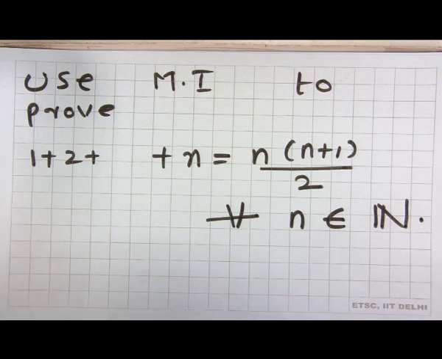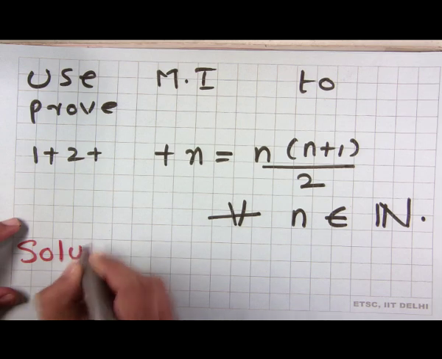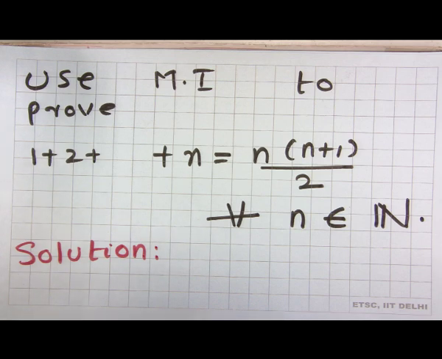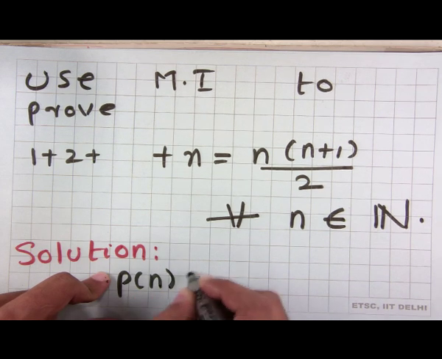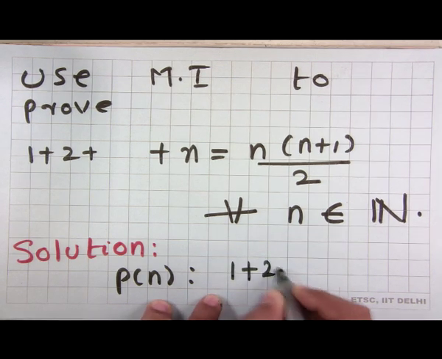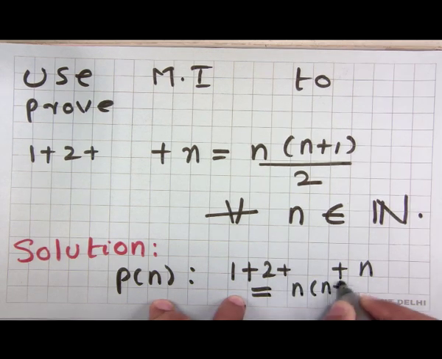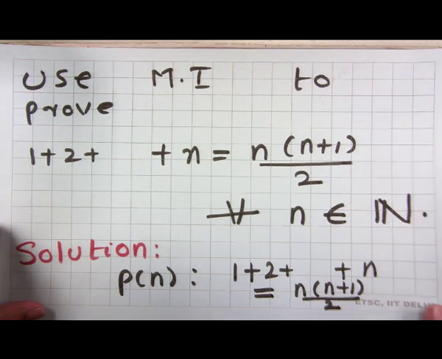Okay. Let us look at how to go about. The statement which we are having involving n, let me call as P of n. So, P of n is the statement or the assertion or the proposition that 1 plus 2 plus etcetera plus n is equal to n into n plus 1 by 2. And what we are asked to prove is that P of n is true for all n.